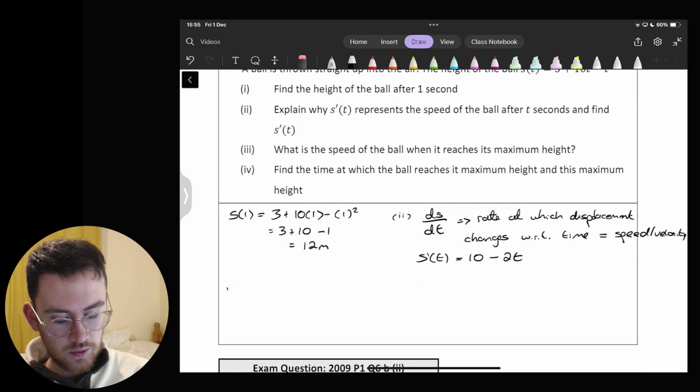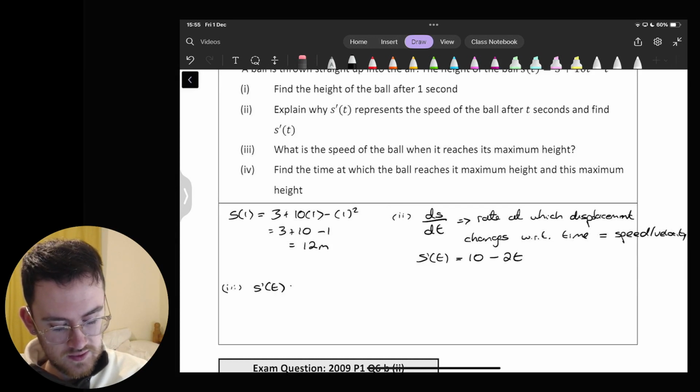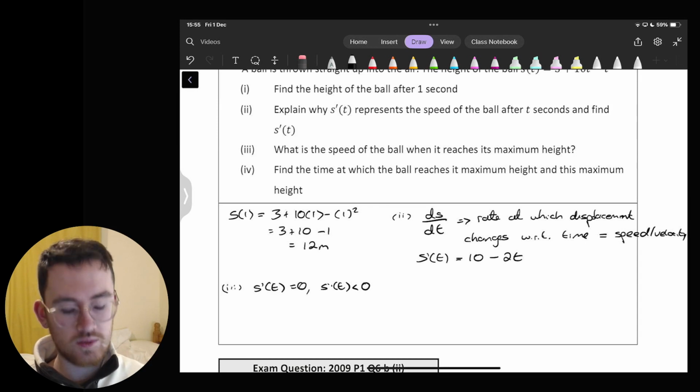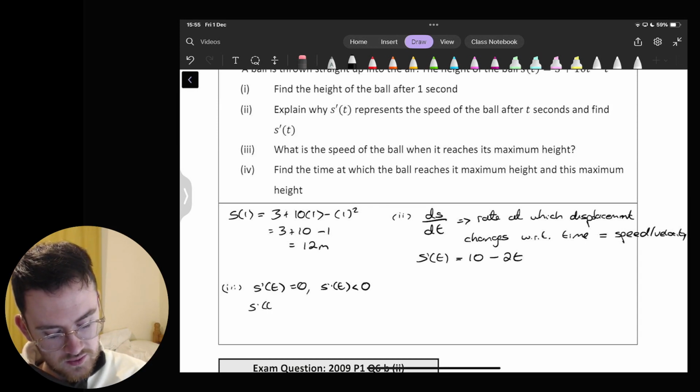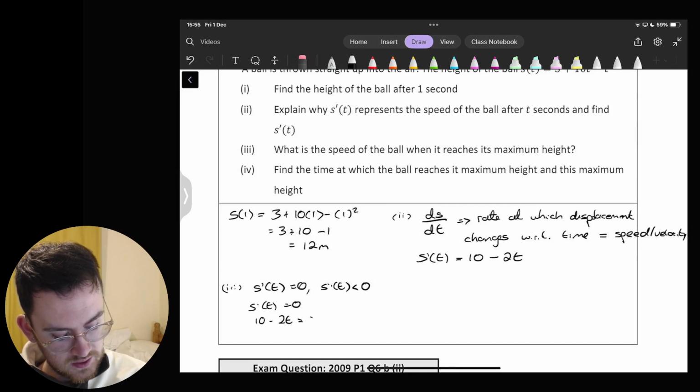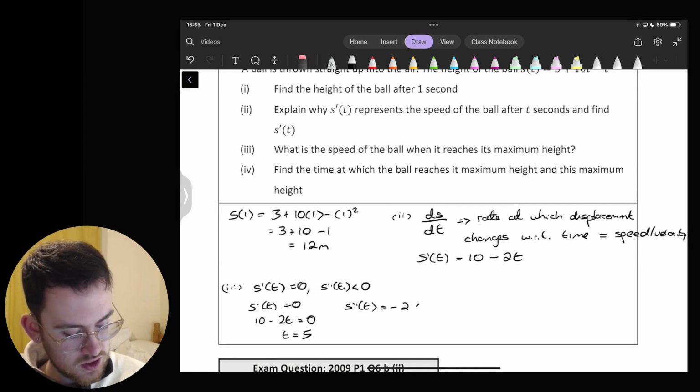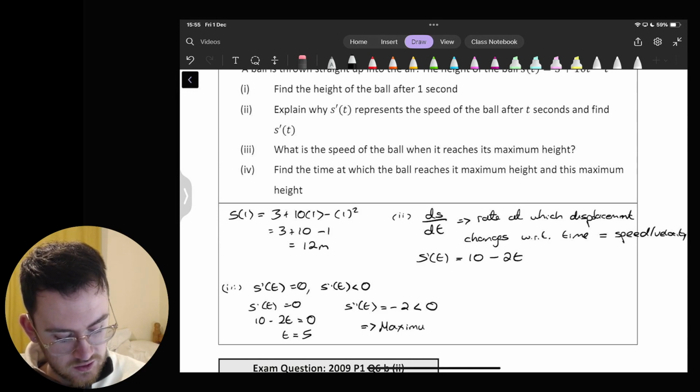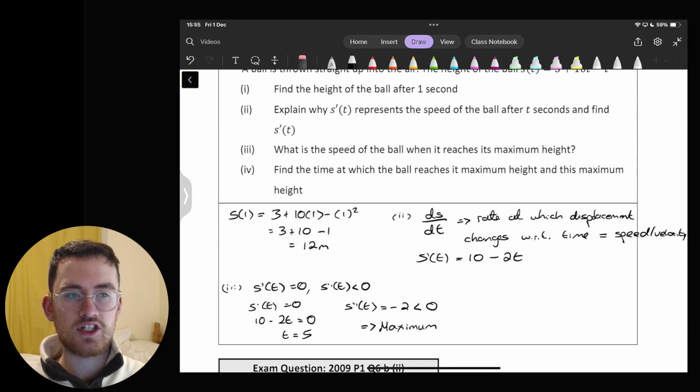What is the speed of the ball when it reaches maximum height? Well, maximum height means that my first derivative is equal to 0 and my second derivative would be negative. We can use both of those to double check our answer. So let's find our first derivative and set it equal to 0. That's 10 minus 2t equal to 0, which means that t is 5. Getting my second derivative, I get minus 2, which is less than 0, which proves that it's a maximum. So after 5 seconds, the ball will have reached a maximum height.